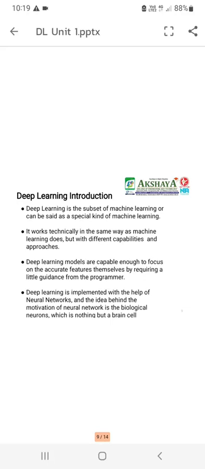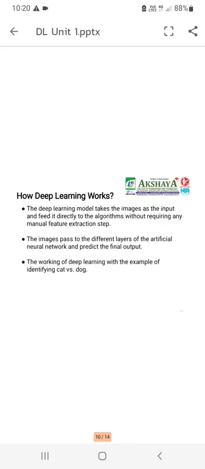The idea is motivated by the concept of biological neurons, which are nothing but the brain cells we have. So this is the basics of deep learning. Okay, deep learning basics is nothing but the replication of brain cell neurons. You can say it like that.